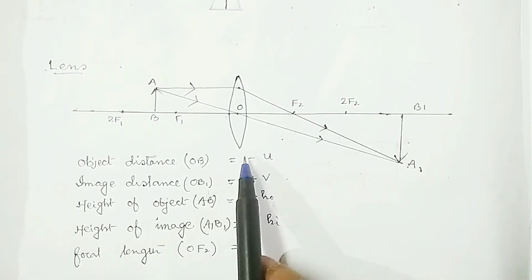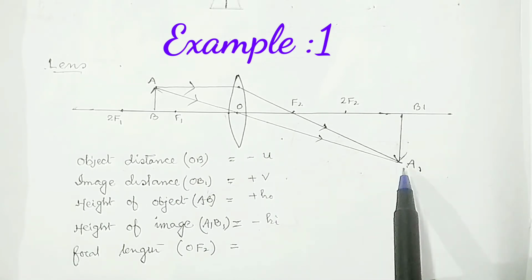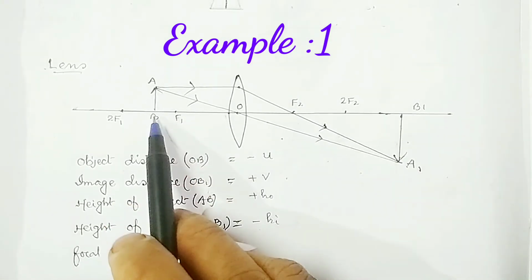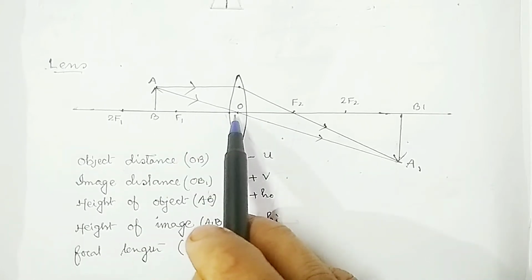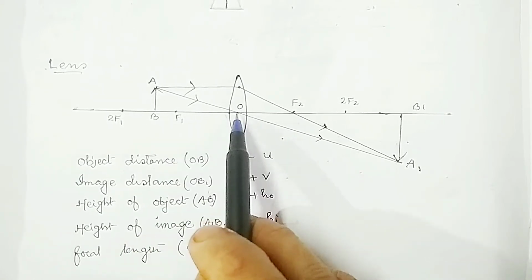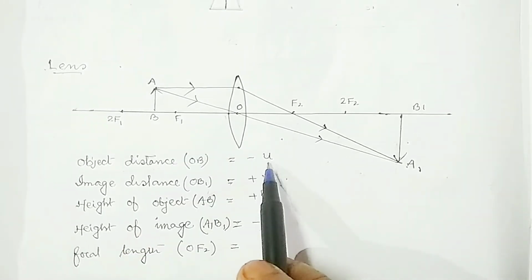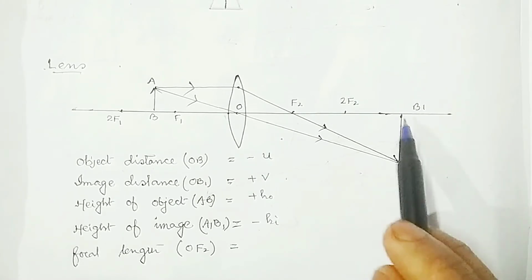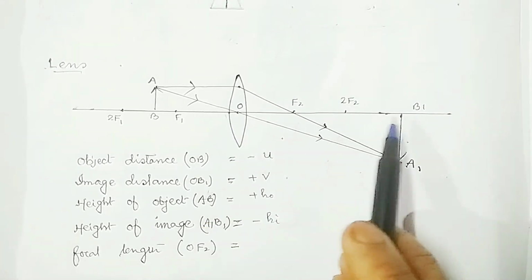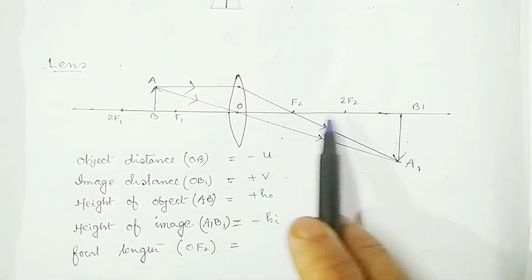Now in this particular case, AB is the object and A1B1 is the image. AB is the object, so OB is the object distance. Since it is on the left side of the optical center, the object distance will be negative. We write minus U. Here A1B1 is the image, so the image distance is OB1. Since it is on the right side of the optical center, it will be positive.